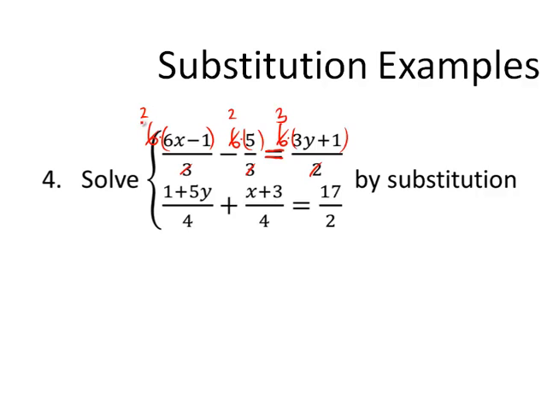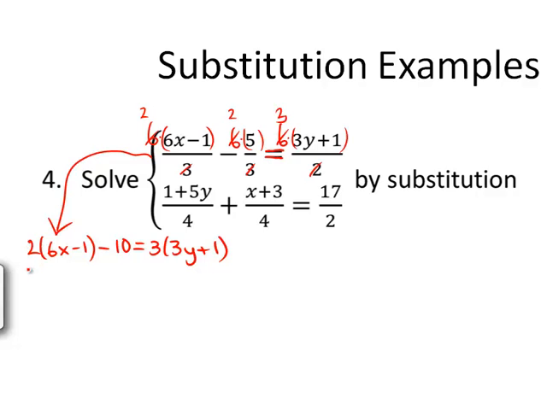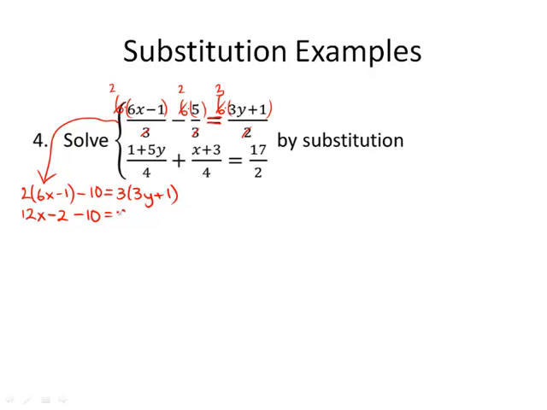And so you can expand. So let's take a look at what this first equation tells us. 2 times (6x minus 1) minus 2 times 5, which is 10, equals 3 times (3y plus 1). So we can expand to give 12x minus 2 minus 10 equals 9y plus 3.